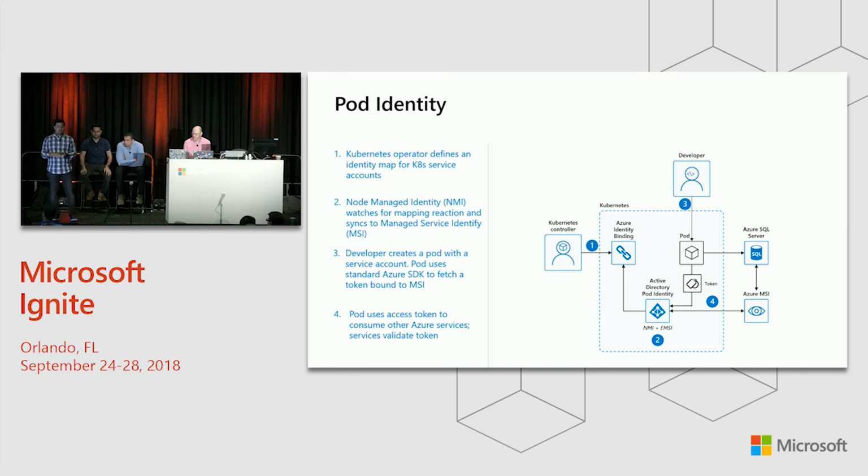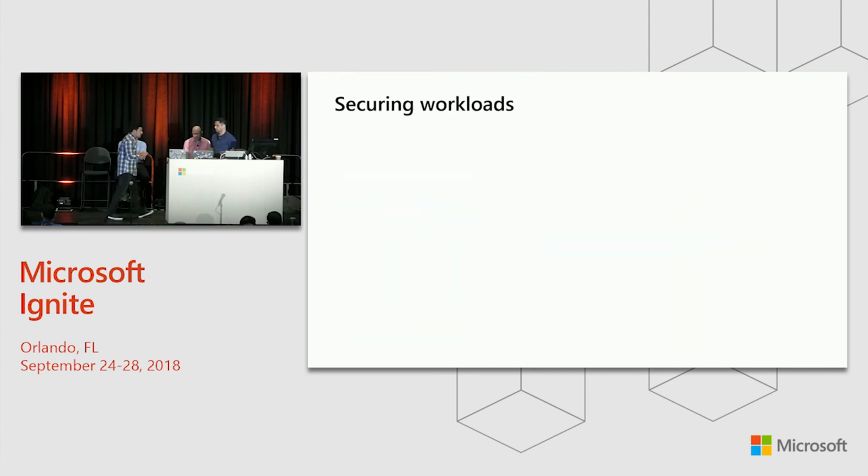Then imagine that pod wants to access an Azure resource like Azure SQL Server that supports AD authentication. You say, okay, I need to access Azure SQL Server. Those components, the NMI, will get that pod IP, match it with the identity that you pre-created, and say, okay, AD, I need a token to access that database. After that is done, it will return that to the pod, and the pod will be able to securely access that. Let me just quickly show you that.